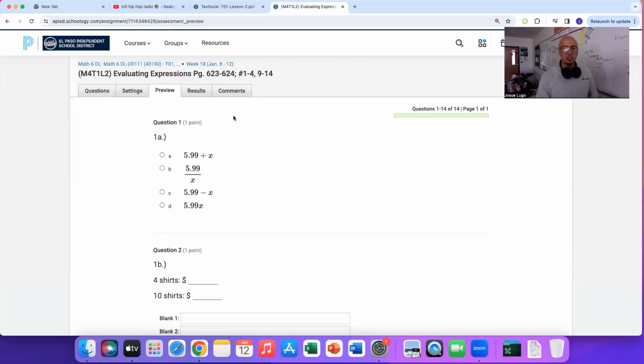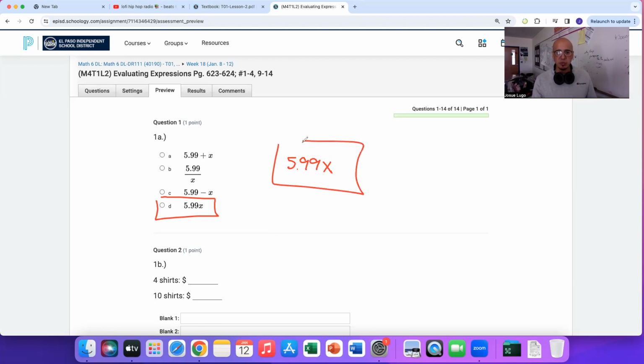So again, each shirt costs $5.99. So is it going to be $5.99 plus the number of shirts? I'm not sure. Because when you go to the store, you don't do $5.99 and then plus one, so two shirts is $6.99, and another one would be $7. No, that doesn't work. It would be $5.99, $5.99, $5.99. It would be the same thing multiple times. So it seems to me that we're doing multiplication. So which of these expressions is showing us that we're doing $5.99 multiple times? As you can see, the only one that makes sense is D. We would take the number of t-shirts and multiply that by $5.99. So that is the expression that we are going to be using.